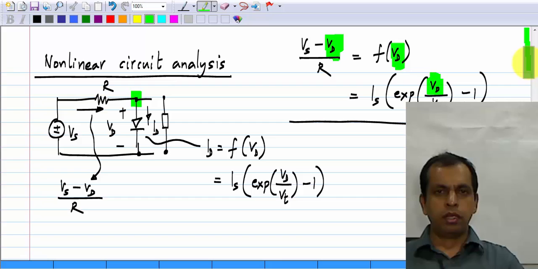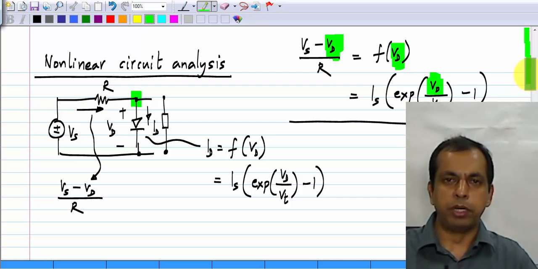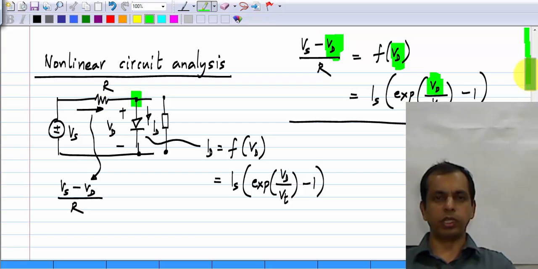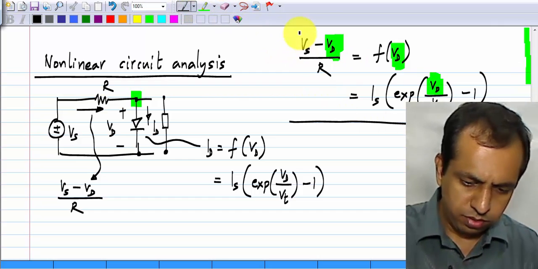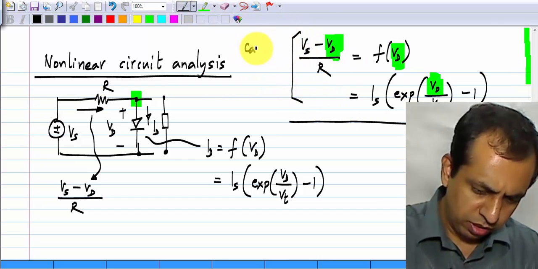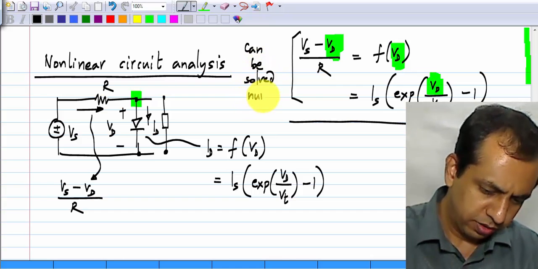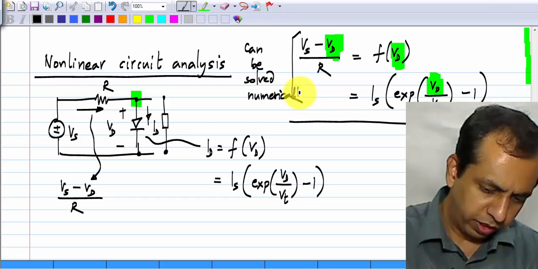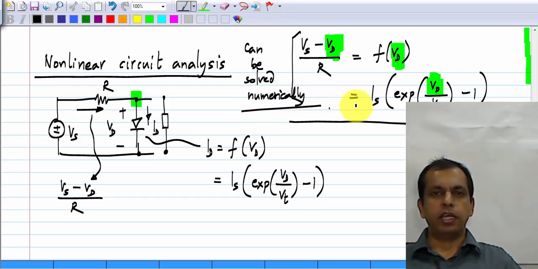Now, of course, in this course we will not go through that, we just assume that the solution can be found somehow. What we will do is to bypass explicitly solving the nonlinear equation, at least for hand calculations. So, this can be solved numerically.